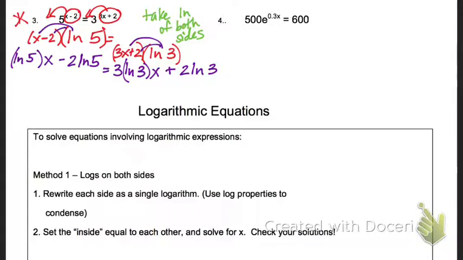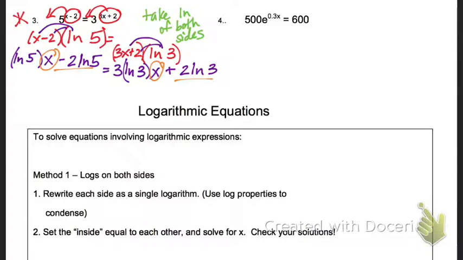The next step is I want to get all of my x's on one side. So I've got an x here and I have an x here. These two things are considered to be constants. So I want to get all of my x's on one side and I want to get all of my constants on another side. So I'm going to move the 3 ln 3 of x to the left, and I'm going to move my 2 ln of 5 to the right.